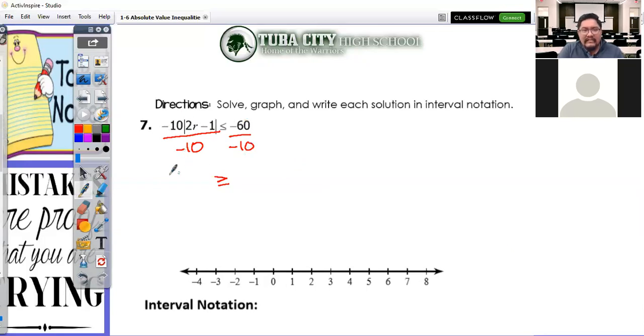All right, so the -10 is gone, so I get 2r minus 1. And then here I'm going to have, well, negative divided by negative would be positive, so that'd be +6. Oh, and we didn't do anything to get rid of this just yet. So the absolute value is still there. The only way we can get rid of it is when we break it into 2 cases. So let's go ahead and do that right now.